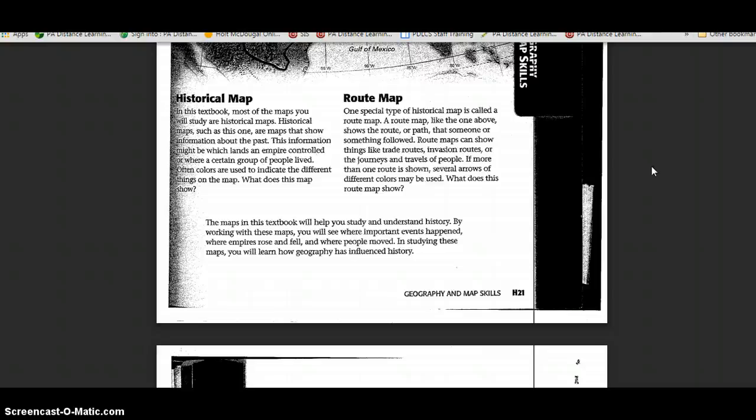Route map. One special type of historical map is called a route map. A route map shows the route or path that someone or something followed. Route maps can show things like trade routes, invasion routes, or the journeys and travels of people. If more than one route is shown, several arrows of different colors can be used. What does this map show?